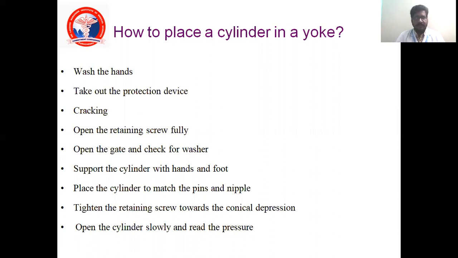In order to prevent the bursting of the cylinder. Now open the retaining screw fully. Open the gate and check for the washer, whether the washer is broken or intact. Support the cylinder with hand and foot. Place the cylinder to match the pin and the nipple. Tighten the retaining screw towards the conical depression. Open the cylinder slowly and read the pressure. These are the different steps to place a cylinder in the yoke assembly.